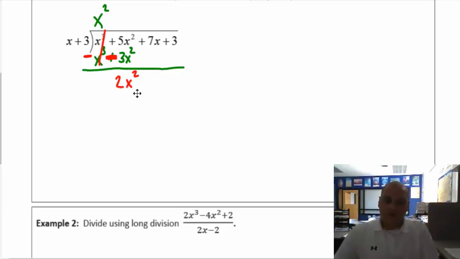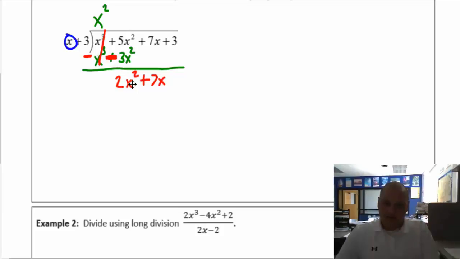X goes into 2x squared. Oh, I'm sorry, we have to bring down, almost forgot. Got to bring down the next term. Bring down your plus 7x, just like we did in the example above. Now you're bringing down the next number, the next term. X, all we care about again is the first term.